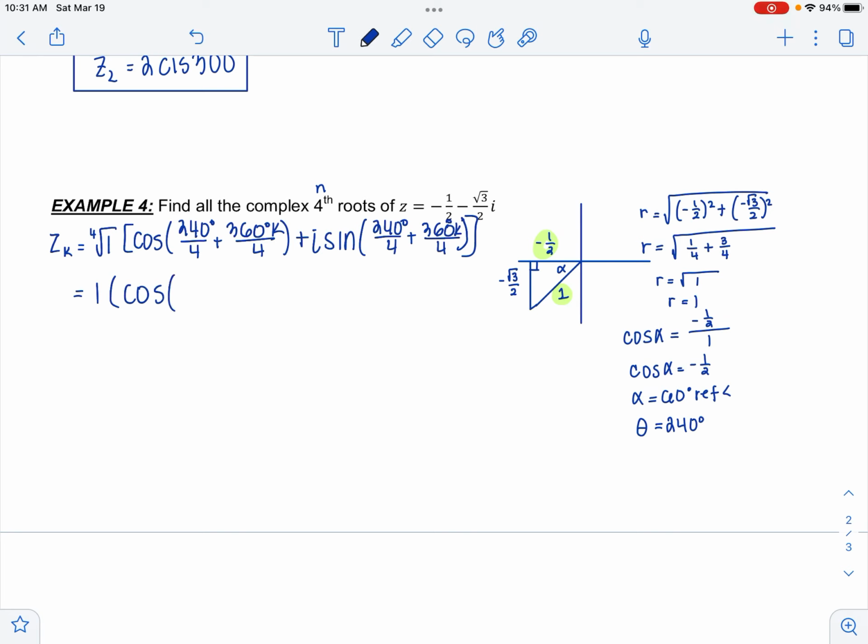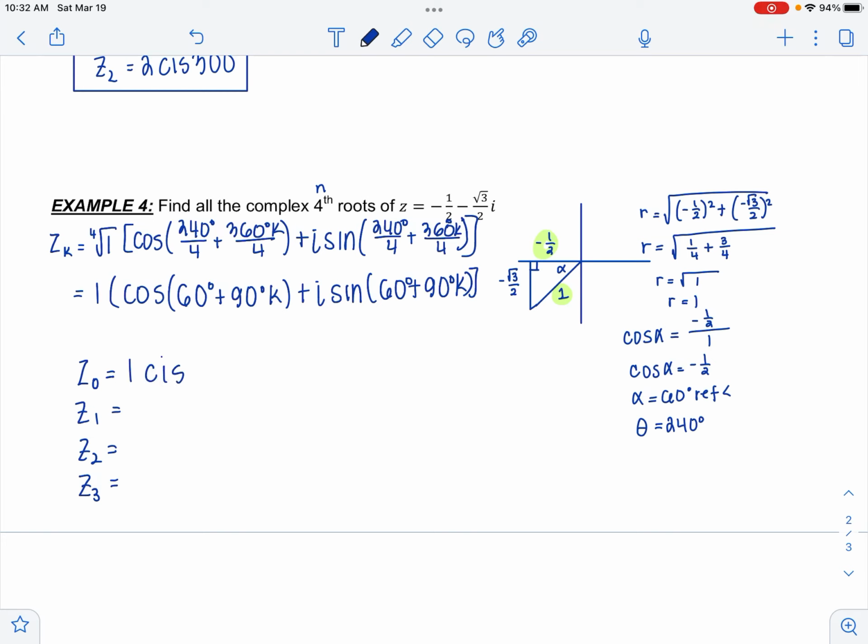And then we have cosine of 240 divided by 4. 24 divided by 4 is 6, and then 0 divided by 4 is 0, so 60. Plus 360 divided by 4 is 90k. 360k divided by 4. Plus I sine of, the same thing. 60 degrees plus 90 degrees k. And now I can find my 4 complex roots. Fourth, yes. Z sub 0, Z sub 1, Z sub 2, and Z sub 3. Notice there's 4 totals. You're not plugging in Z sub 4.